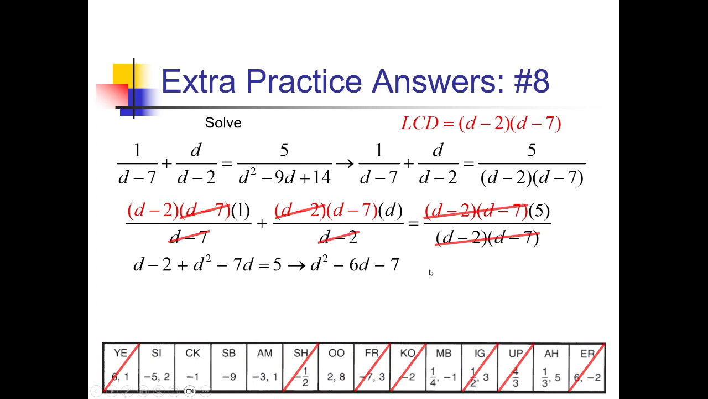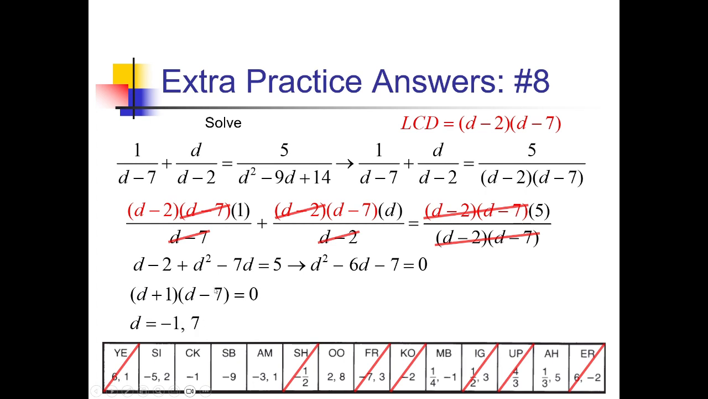And then equals 0. Factors of -7 that add up to -6. 1 and 7 works if I have +1 and -7. So D plus 1 and D minus 7 equals 0. Zeroing each of these out, we get D equals -1 and +7.